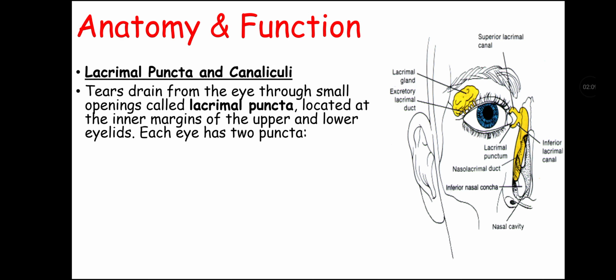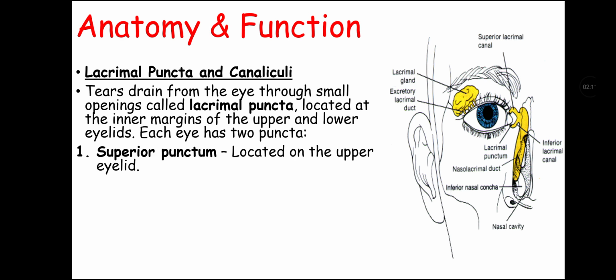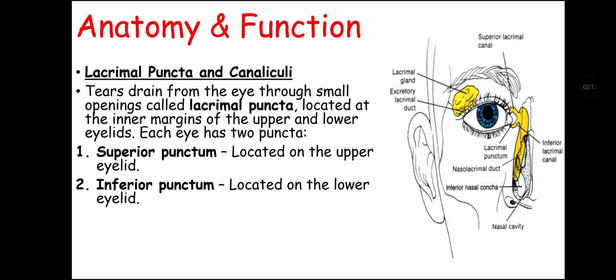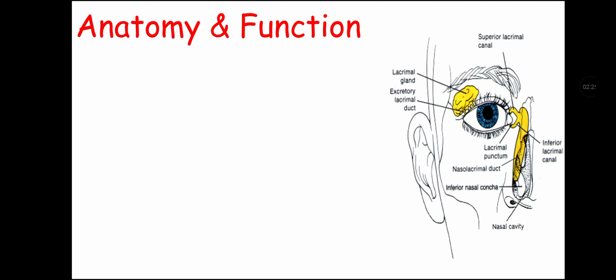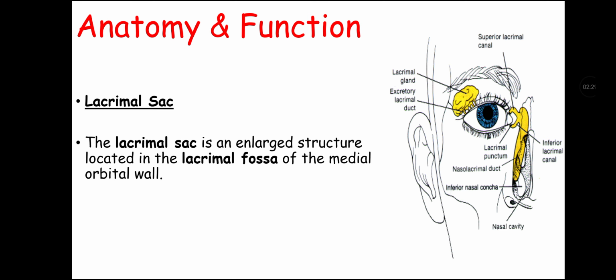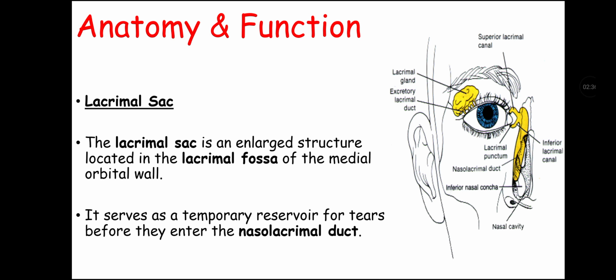Each eye has two puncta, that is superior punctum that is located on the upper eyelid and inferior punctum that is located on the lower eyelid. These puncta lead into lacrimal canaliculi, which are small tubular ducts that transport tears from the puncta to the lacrimal sac. Next, in the part of lacrimal apparatus, we have lacrimal sac. That is an enlarged structure basically located in the lacrimal fossa or medial orbital wall. It serves as a temporary reservoir for tears before they enter the nasolacrimal duct.